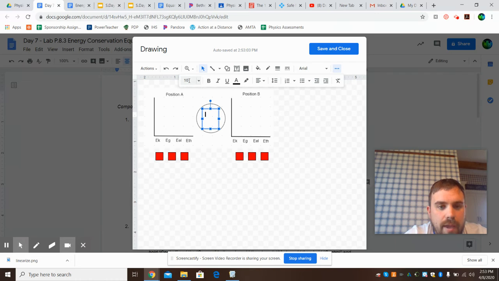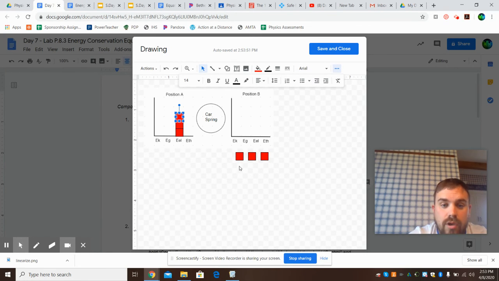If we define our system as the car and the spring, then we can do a simple little LOL chart. We know that at position A, it's pushed up against a wall. It's not moving. It doesn't have any height. It's on a frictionless surface, and it hasn't had any chance to build up thermal energy. It's all stored in the spring.